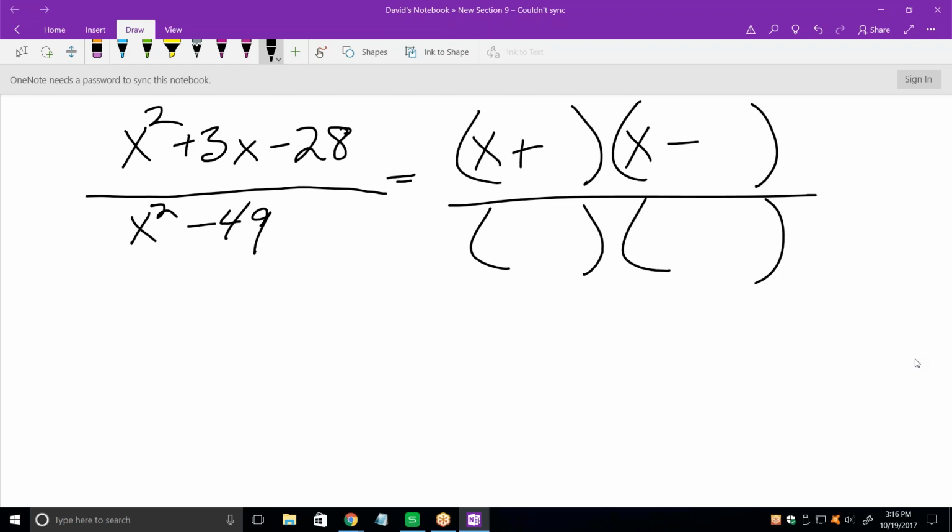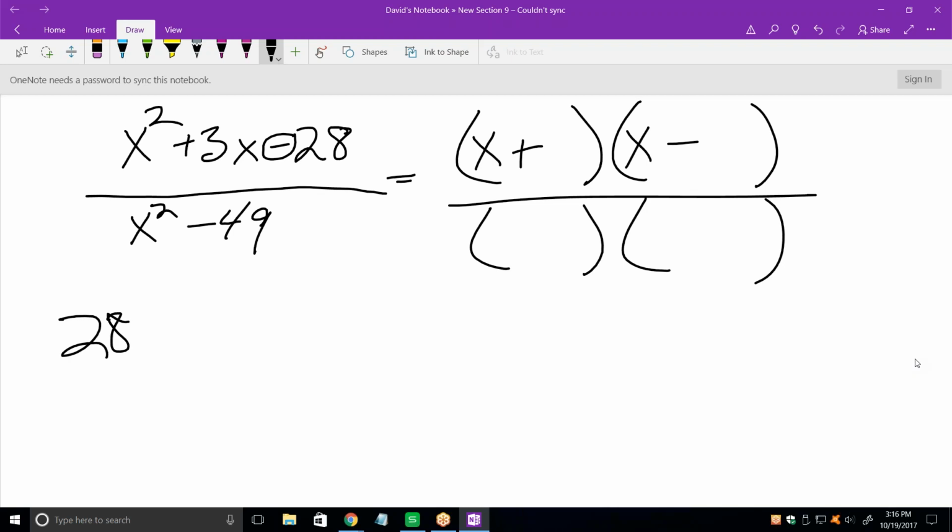What's the third step? I'm looking for factors of what? 28. That do what? That subtract to 3. Now, if that was a plus sign, then they would have to add to 3. So it all depends on what the sign of that is in front of the number. As long as it's a minus, then the factors of 28 have to subtract to 3.